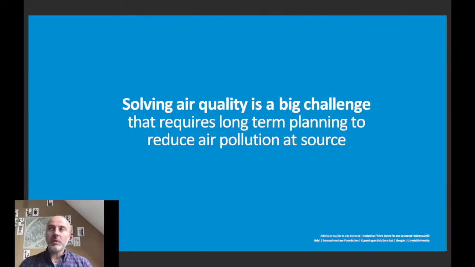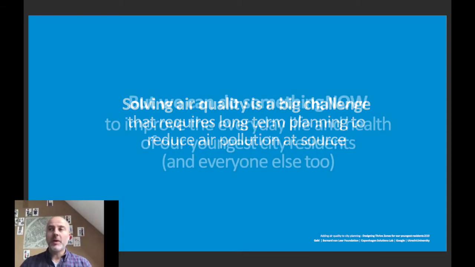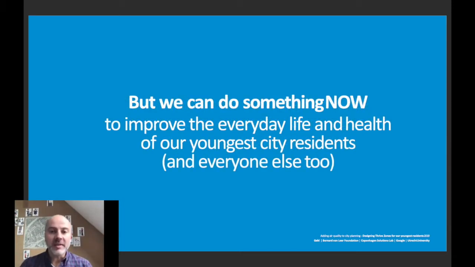So we also want to recognize that obviously this is a giant, interconnected global issue. Air pollution is from cars and vehicles, but also from all sorts of other sources of emissions. And this is something that's going to take a very long time to figure out, but we want to be action-oriented. We talk about our work being action-oriented planning. How do we do something now to incrementally begin to improve everyday life and health, especially of the youngest residents in the city, while we're moving towards that big systemic change?